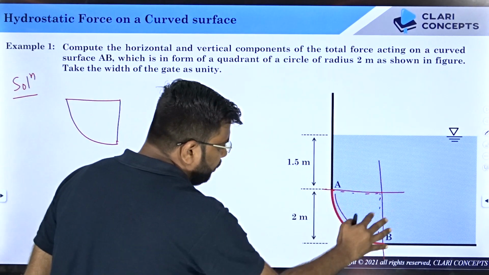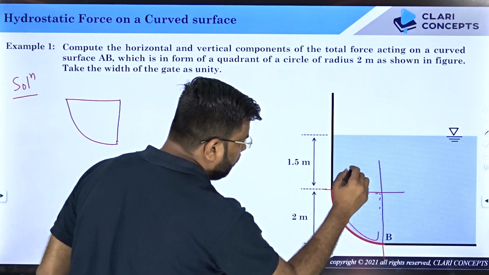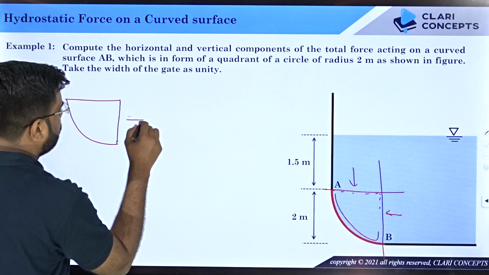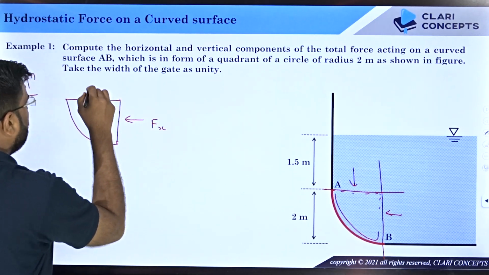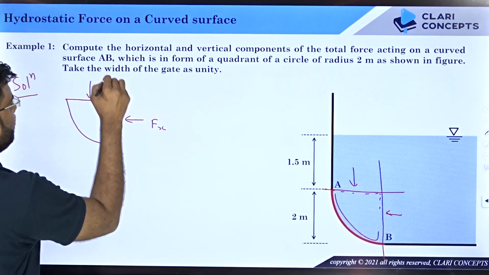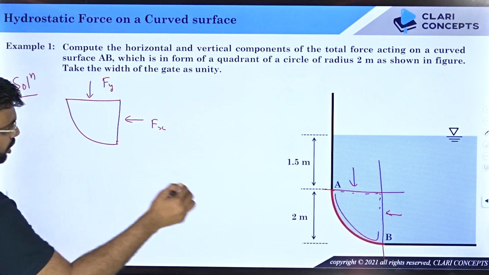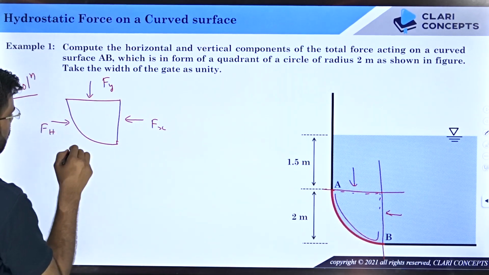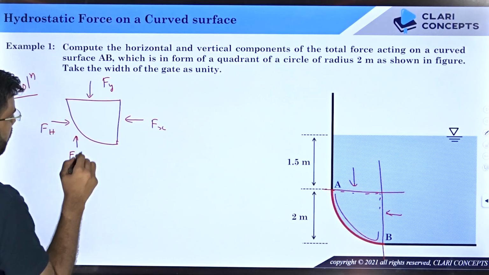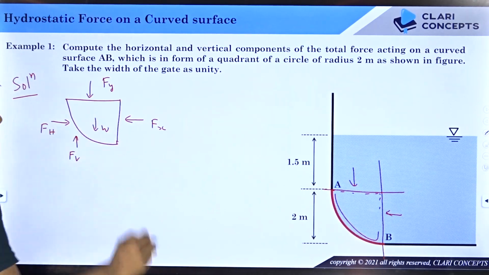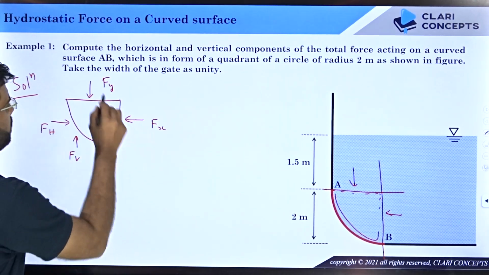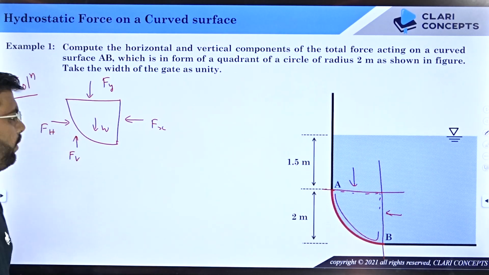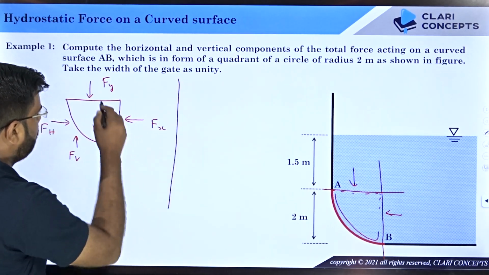Now, mark all the forces. On this fluid element, you will have forces from the upside on this plane. So let's say this is the hydrostatic force Fx, and Fy in the vertical direction. And then by the reaction of the surface, you will have, let's say, Fh and Fv in the vertical direction. And then the weight is W. Now, you find out all these three forces first and then you use the equilibrium equations to get the values of Fh and Fv.